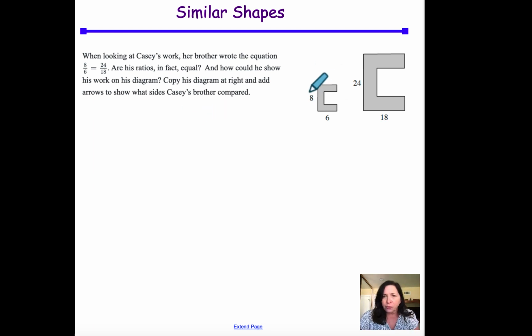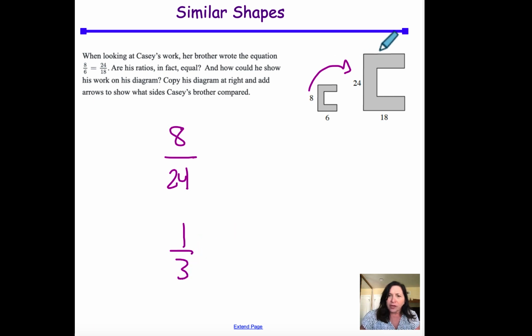And so for this, we're going from 8 to 24. So 8 is to 24, right? And so that right there is a scale factor of 1/3. So if you start here and you go backwards, it's a reduction of 1/3. But if you put yourself on this little C here and you go up, it's a dilation times 3. So I want to know if this dilation, did she do this right? Yes or no?